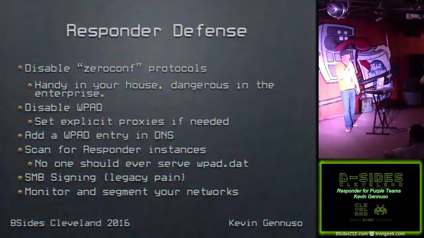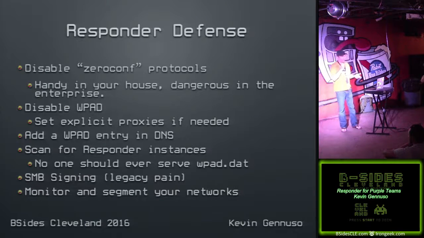So, defense against this thing, what do? It sounds like horribleness. It actually isn't that bad. Disable some of these zero config protocols, broadcast protocols, right? They're very handy in your house, but they're very dangerous in the enterprise. There's no need to run NetBIOS name service anymore. There just isn't. Disable WPAD altogether and set explicit proxies if you need to use a proxy.